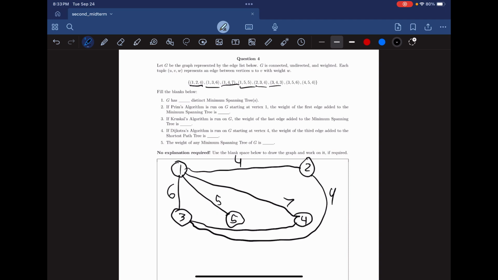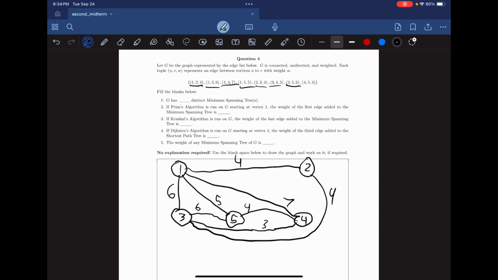3 to 4 of weight 3. We have 3 to 5 of weight 6. And we have 5 to 4 of weight 4. I'm going to real quick rewrite the 3 down here just to signify that it's part of this edge and not one of the neighboring ones. All right, so that is our graph that we have.